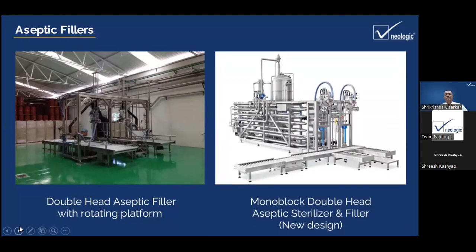This is something we call a mono block double-head aseptic sterilizer and filler. When you say mono block, the block is of sterilizer and filler. Unlike in the left-hand side picture, where the filler is in a different room and the sterilizer is in a different room, in the right-hand side picture you will see the sterilizer and filler both in the same room. This is a typical innovative design developed for the India market.